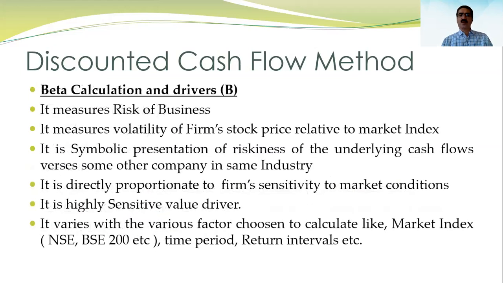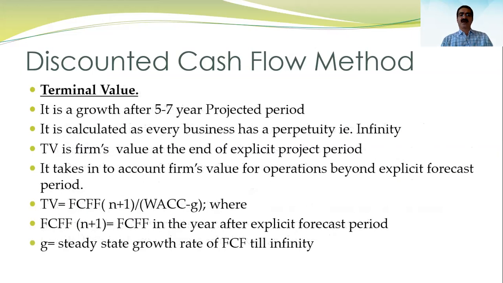There is the concept of beta. The beta will be given in the question, but as I said, practically the beta is calculated as per the industry risk and the company risk. Lastly, we have the terminal value. In terminal value, we have a growth rate, and we take the PV of the terminal value.